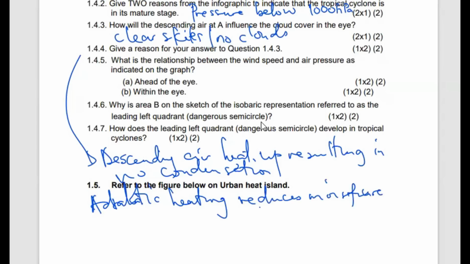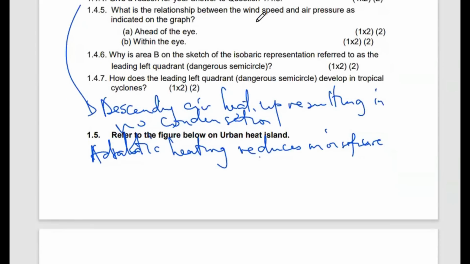As the air sinks, it heats up adiabatically, and that reduces the amount of moisture, and there will be no condensation that will effectively take place. So given the absence of moisture, there is no cloud formation, and there will be no clouds in the center of the system or in the eye of the system. That is why we have clear or cloudless conditions in the center of the cyclone. Right, we move on to the next question.